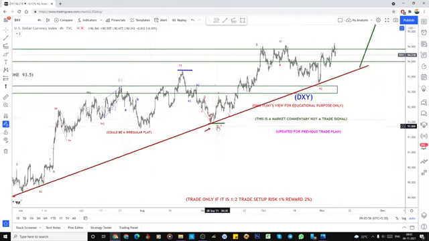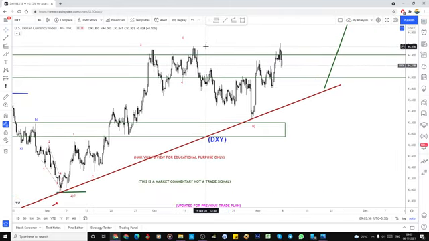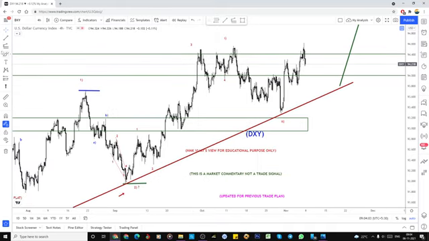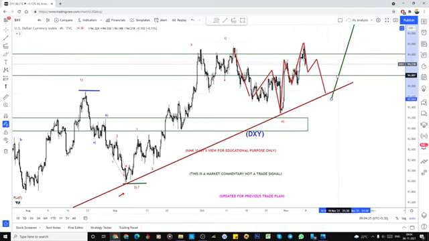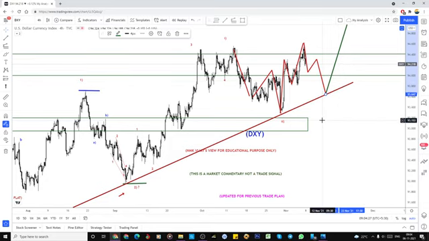This DXY has already broken the previous high also, so that means it is not so bullish. For me, it looks like an irregular flat formation. I'll make it red: A, B, and C. Later onwards, this is the A, this is the B, and this is the C. So now I'm expecting this kind of formation, and later onwards, this is what we are expecting this week.